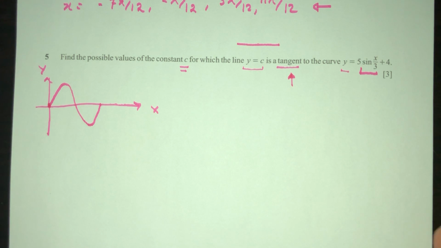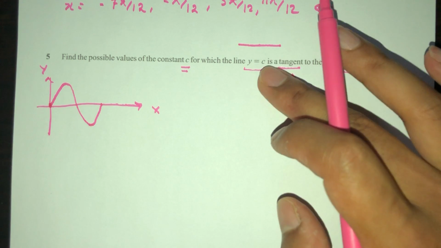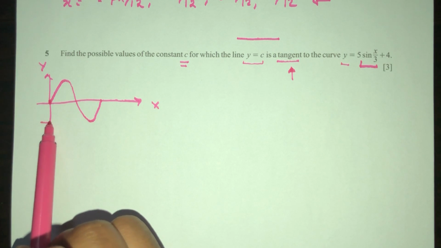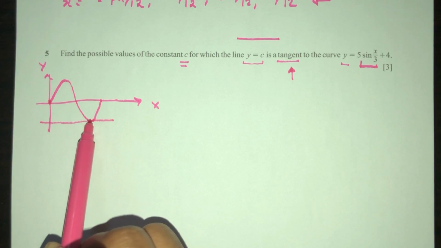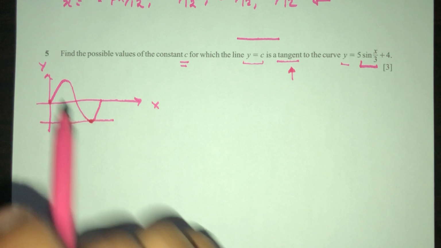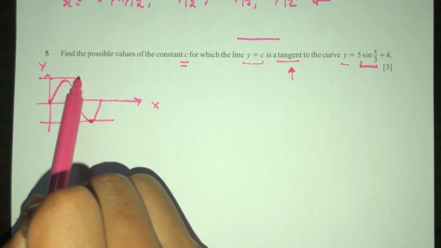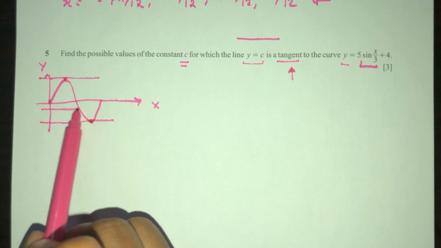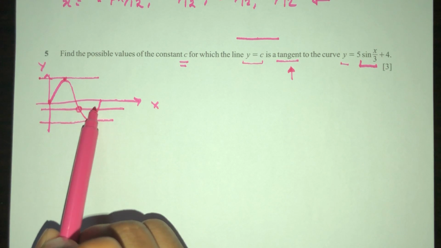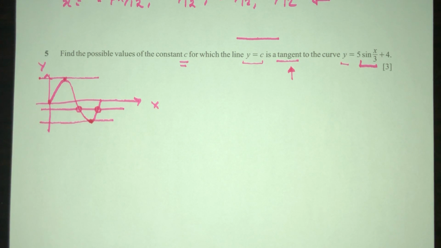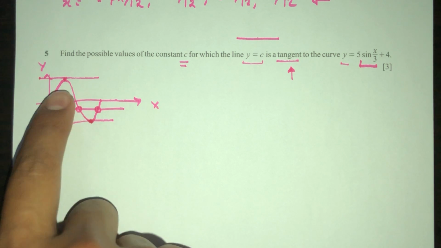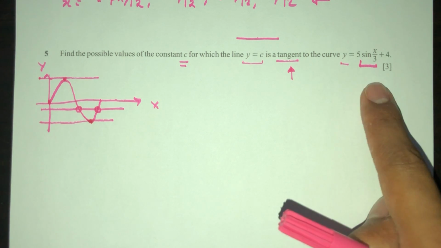So if you were to draw this graph, the line has to touch the graph at exactly the minimum point, at exactly one point, or the maximum point, right here or right here. Because if you were to go through here, it will touch at 2 points, and it will no longer be a tangent, right? That's the reasoning behind it. So as you can see, there are only two possible places where you can touch the curve.